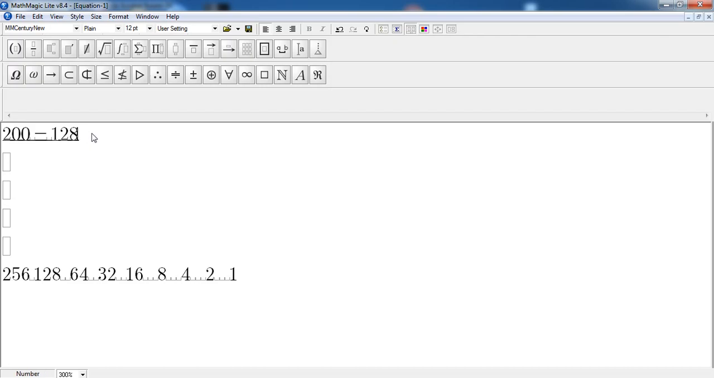So we're able to subtract 128 from 200. That would give us 72. Because we were able to subtract 128, but we were not able to subtract 256, we mark that as 0. We were able to subtract 128, so we put 1. Now, let's check if we can subtract 64. Yes, we can. Which gives us 8.